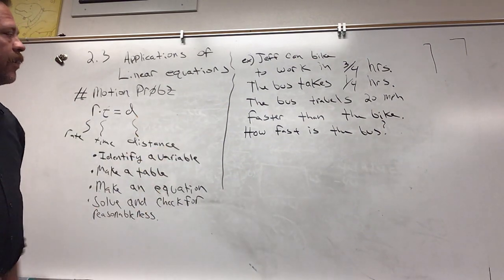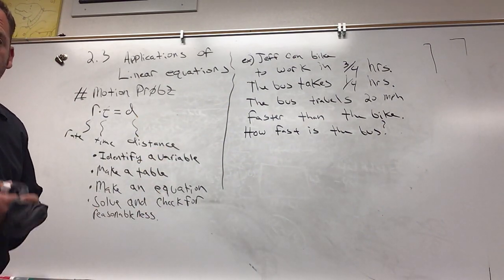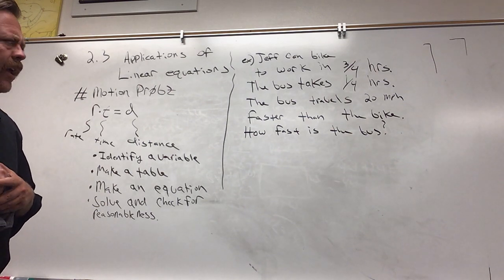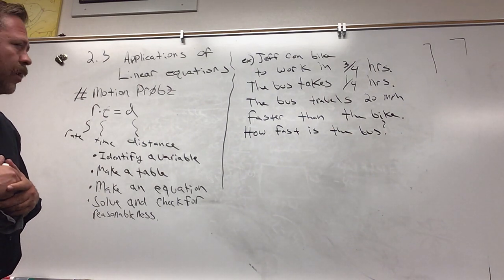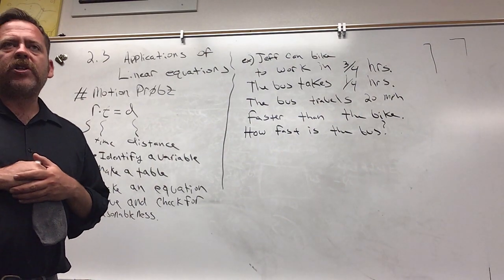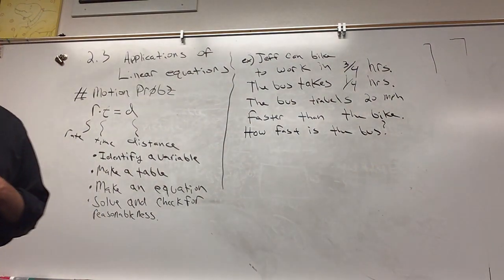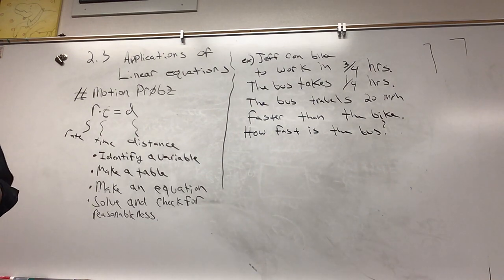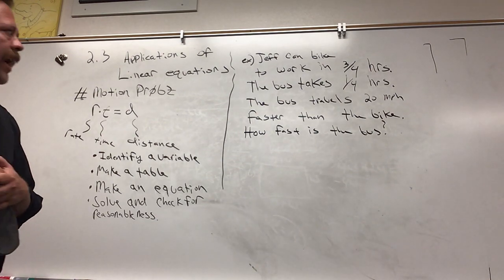We're trying to find out in this problem how fast a bus goes. So when we check for reasonableness, we can say, hey, can a bus travel that fast? Or we'll think about it, because chances are if it's an unreasonable rate of speed for a bus to travel, then we made a mistake, okay?